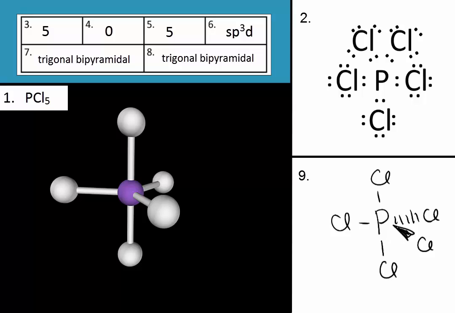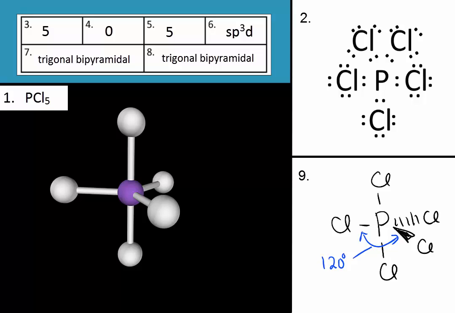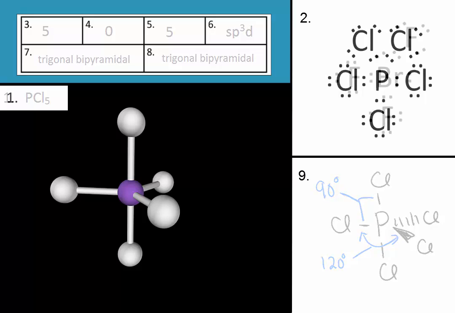Now let's consider the bond angles in this molecule. If we look at the trigonal base only, this looks a lot like our trigonal planar example, and therefore the bonds here create 120 degree angles. But what about the angle created using this top bond or the bottom bond with any of the bonds that are in the triangle? Well, right here in our diagram, you can see that it is in fact 90 degrees. So in this molecule, we actually have 2 different bond angles happening.